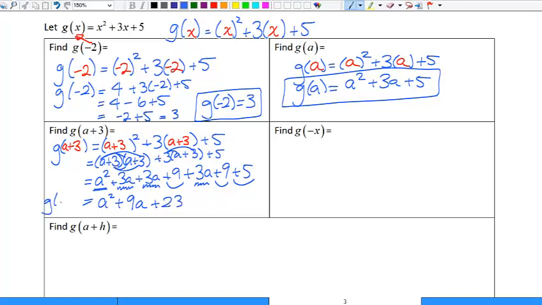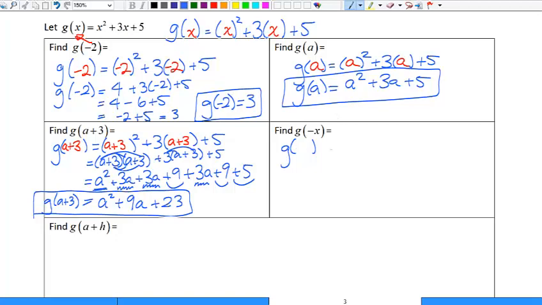So therefore, g of a plus 3 is equal to a squared plus 9a plus 23. Notice that when you plug in a's, you get out more things with a's. And when you plug in numbers, you get out a number. So let's take a look at the next one, g of negative x. I'm plugging in something with an x, so I'm supposing that I'll have an answer with x's in it.